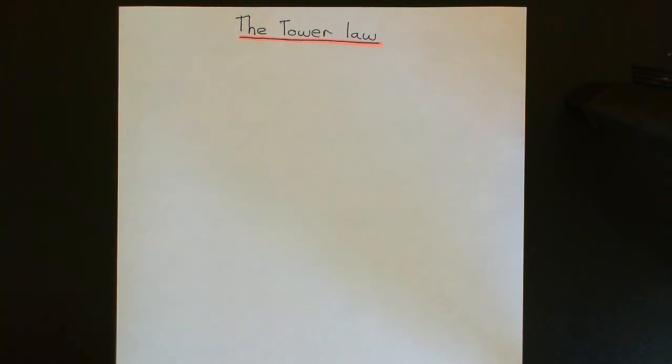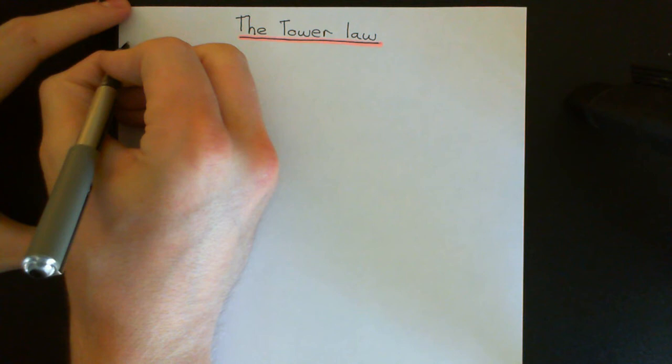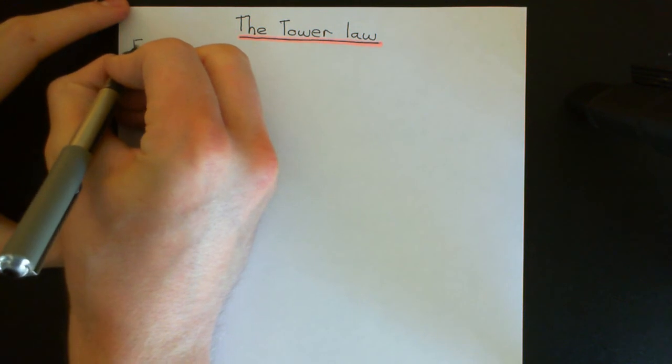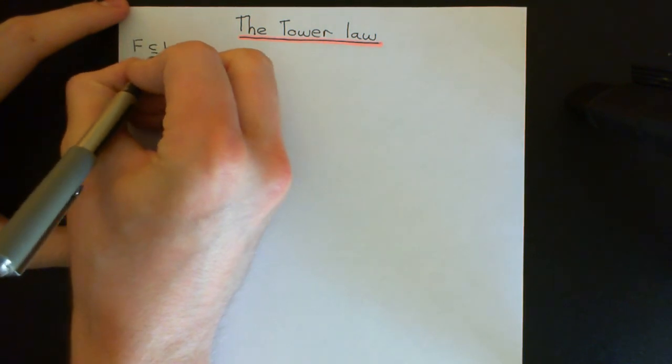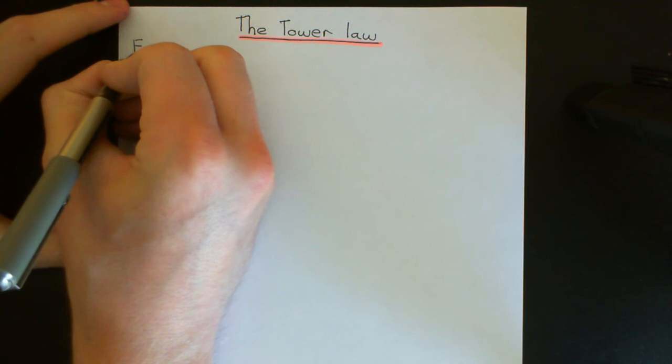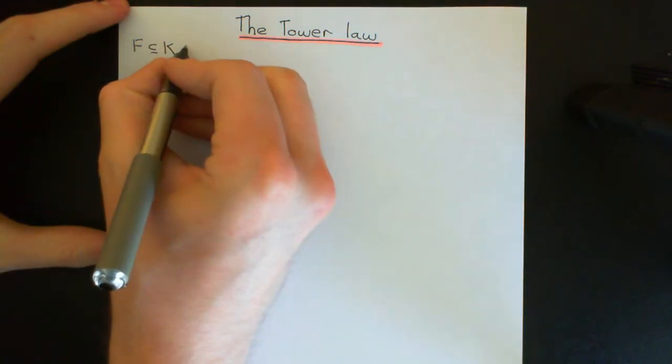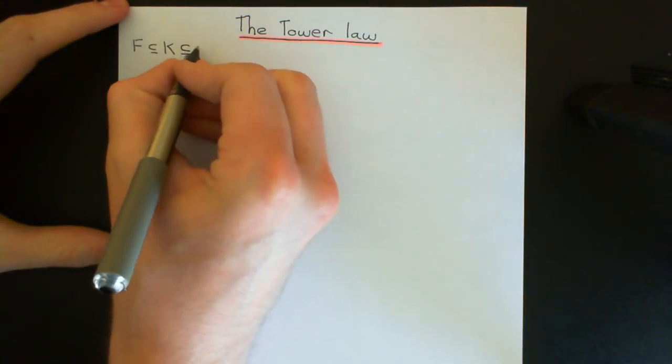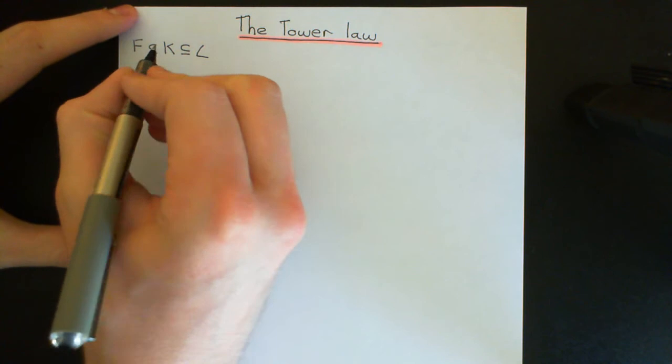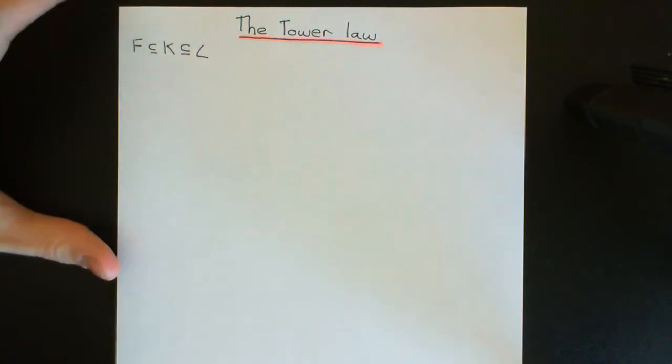Okay, so the Tower law is about having two field extensions. What we're going to say is that we're going to initially have a field extension K, which is a field extension of a smaller field, capital F, but then we're going to have another field extension, an even bigger field, which is a field extension of K, so K is going to be a subfield of L.